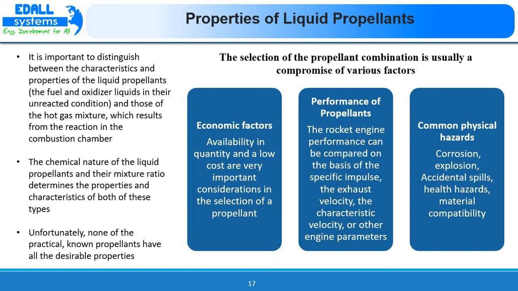The next factor is the performance of the propellant. Rocket engine performance can be compared on the basis of the specific impulse, the exhaust velocity, the characteristic velocity, or other engine parameters. A compromise has to be made between such parameters, because the specific impulse and exhaust velocity are functions of pressure ratio, specific heat ratio, combustion temperature, mixture ratio, and molecular mass. The values of performance parameters for various propellant combinations can be calculated with a high degree of accuracy.